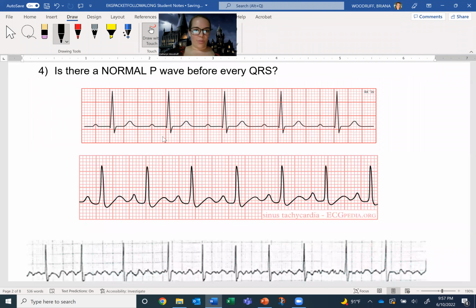So for this first one, do you see a normal P wave? Well, heck yes, I do. Look at that beautiful hill right there. Beautiful P waves. Don't mind my weird skills here, but there's a P wave before all of that. And look at this one. Pretty cool. So yeah, nice and beautiful P waves. I can tell them.